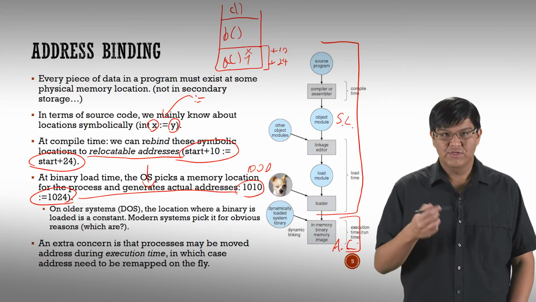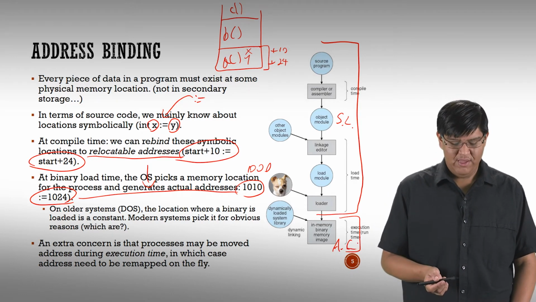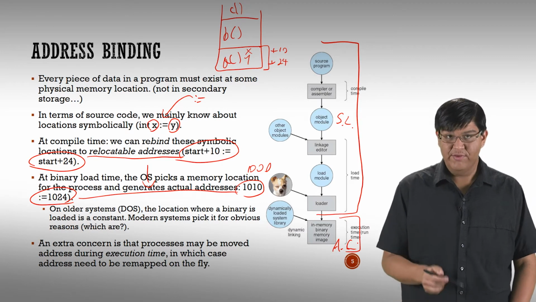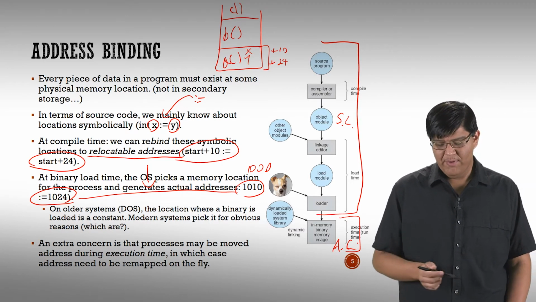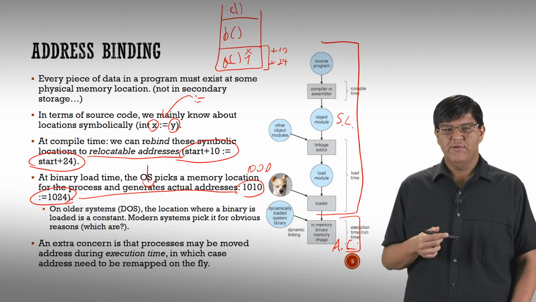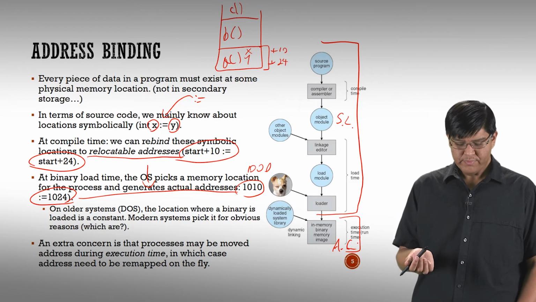So the bottom right is the actual address, right? So over here, 1010, 1024. Versus up top is start plus 10, or start plus 24, right? Those are the top parts. It's once your program is loaded and your OS is told where it belongs that you can actually fill in the blank and figure out what address it belongs at.